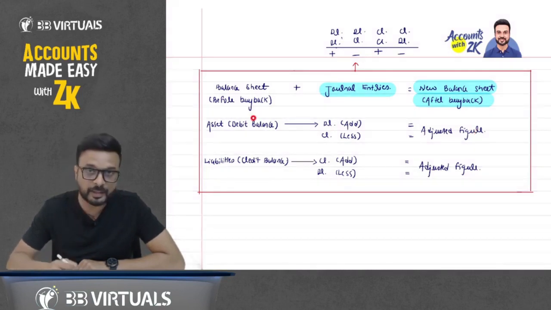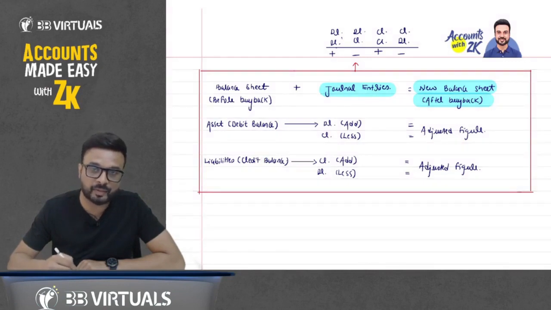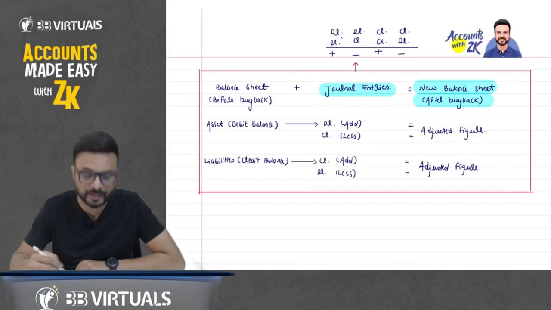If an asset with a debit balance has been credited, then debit, credit minus, and whatever figure comes, we write it down in the new balance sheet. Now for liabilities, which have a credit balance, if you have credited, credit plus, we write it down in the new balance sheet. Liabilities, credit balance, if you have debited it, so credit, debit less, then the resultant figure we write it down in the new balance sheet.